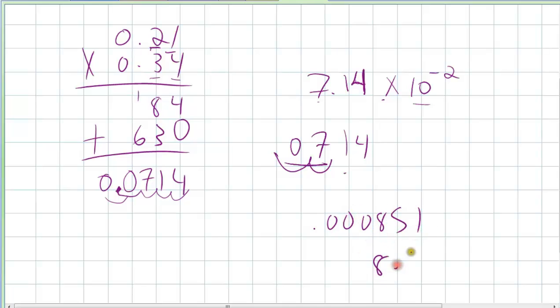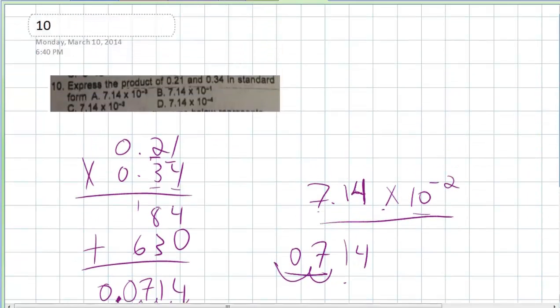this is 8.51 times 10 to the negative 4. And the way I looked at that was there's 1, 2, 3, 4 numbers before I reach the decimal point that I want. And over here there were 2 numbers before I reached the decimal point that I wanted, so times 10 to the negative 2. Okay? And that's your answer right here.